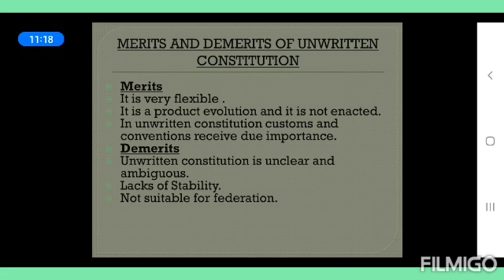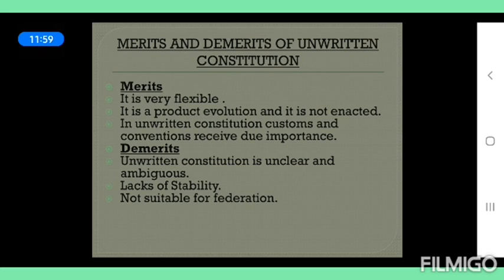So the next one, number three, is that in an unwritten constitution, customs and conventions receive due importance. Everything is not written in nature, but some written laws are also there in an unwritten constitution. Basically, it is an amalgamation of customs, students. It is an amalgamation of traditions and conventions which have evolved in nature. That is why customs and conventions receive due importance. So these are the three merits of unwritten constitutions.